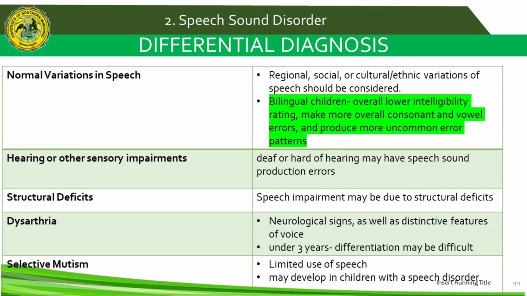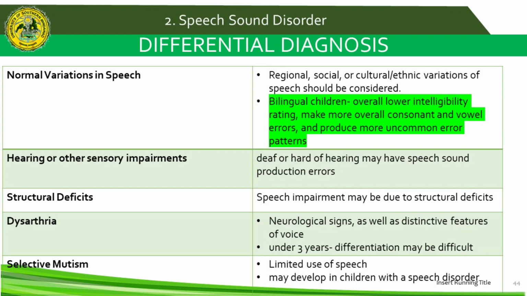For hearing or other sensory impairment, those who are deaf or hard of hearing may have speech sound production errors. When speech deficits are in excess of those usually associated with these problems, a diagnosis of speech sound disorder may be made. For the structural deficits, speech impairment may be due to structural deficits such as cleft palate.